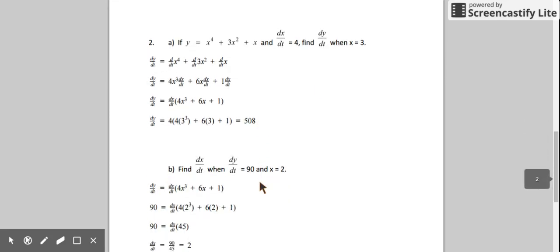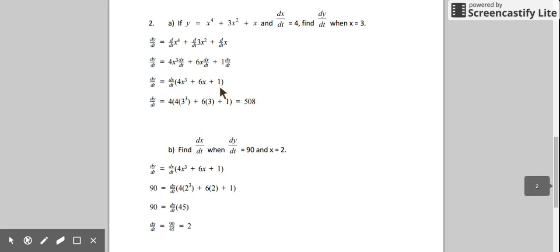So sometimes you could solve for dy with respect to time. Sometimes you could solve for the derivative of x with respect to time. Sometimes you could solve for x. You're just always solving for the variable that you don't know, but you're always going to be given all the other information.